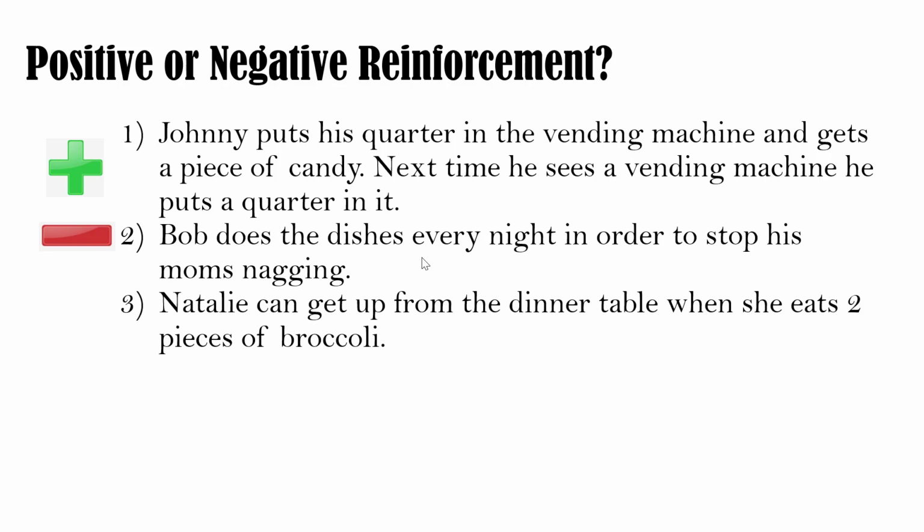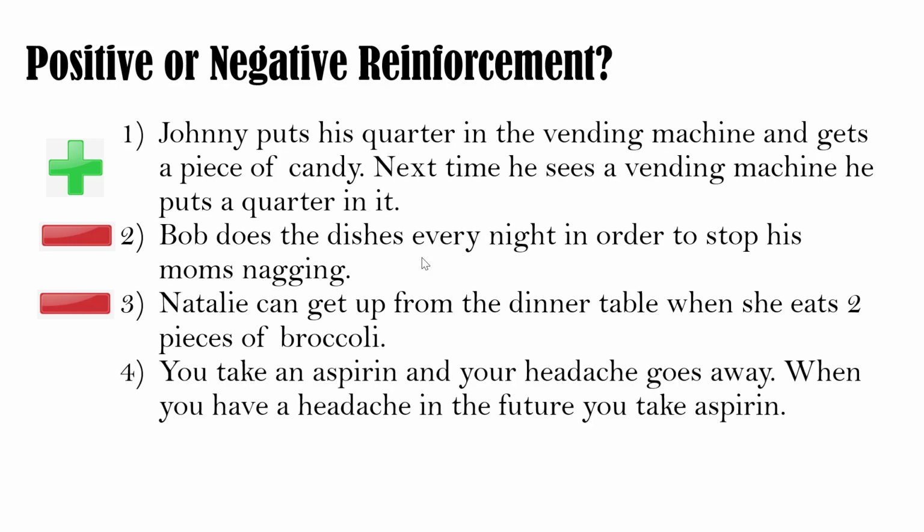Natalie can get up from the dinner table when she eats 2 pieces of broccoli. So her behavior is eating pieces of broccoli. And after she eats the broccoli, she can be removed from the dinner table. So this is negative reinforcement. You take an aspirin and your headache goes away. When you have a headache in the future, you take aspirin. So the behavior is taking an aspirin, and after you take it, something gets removed: your headache goes away. So negative reinforcement.